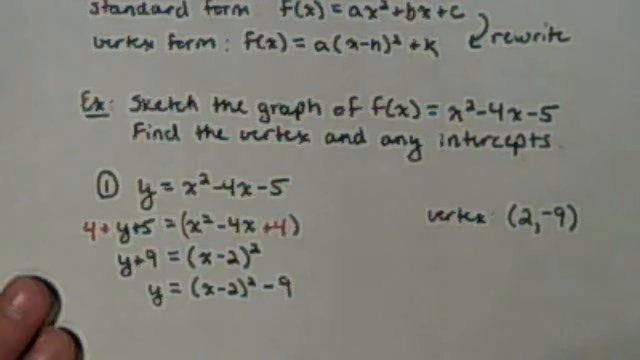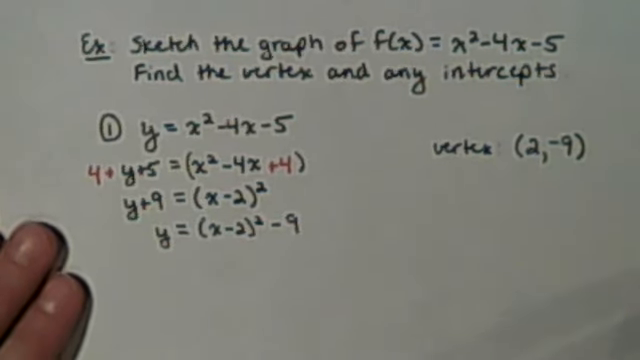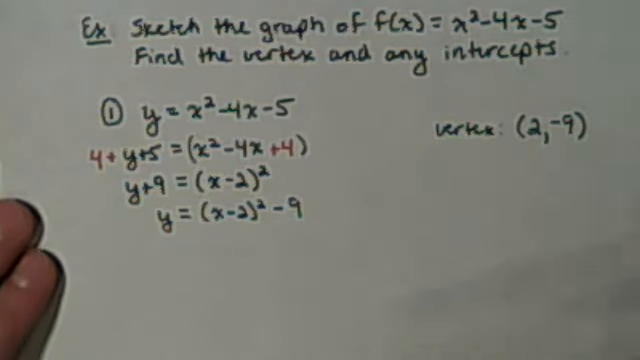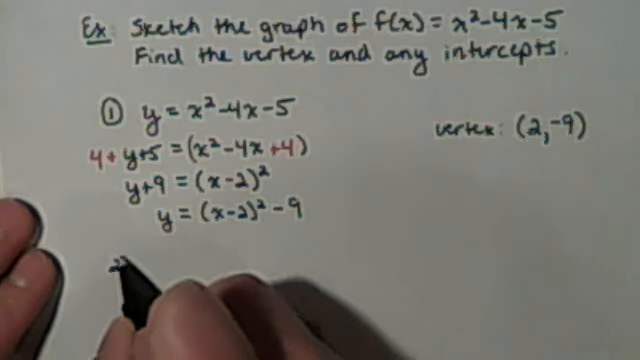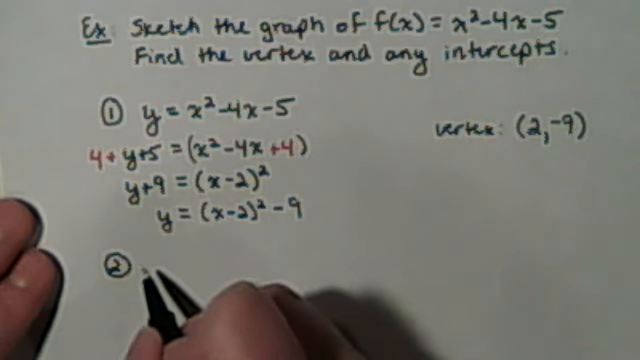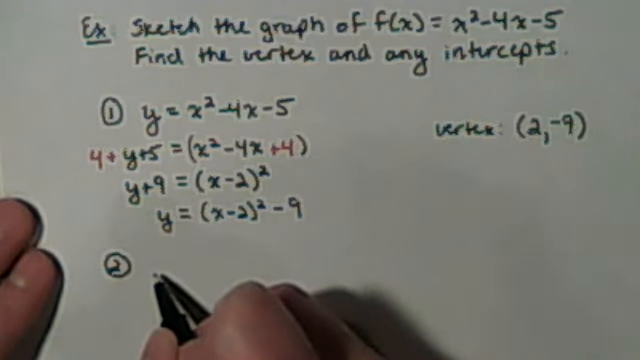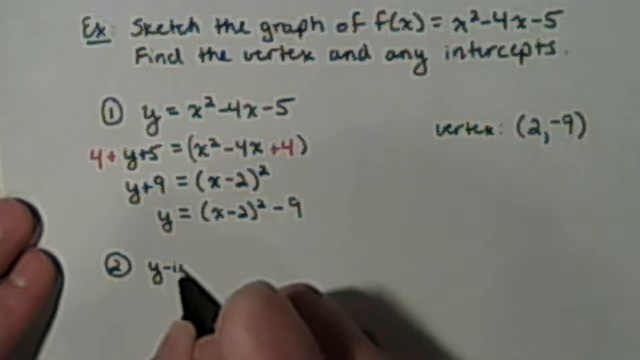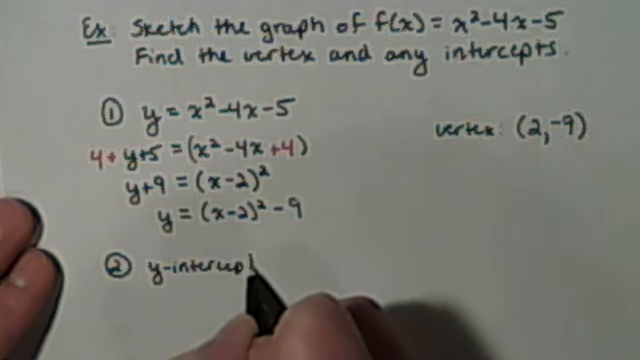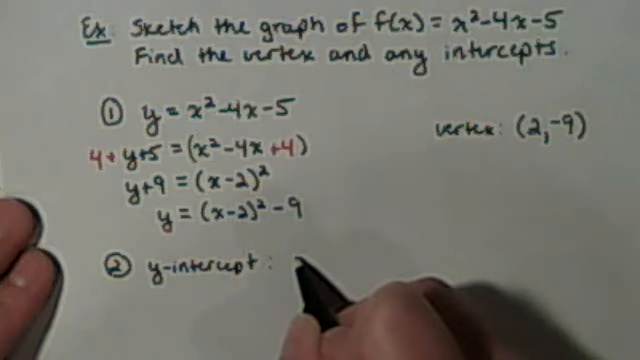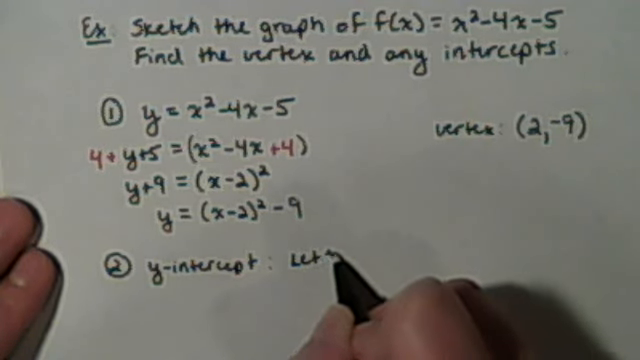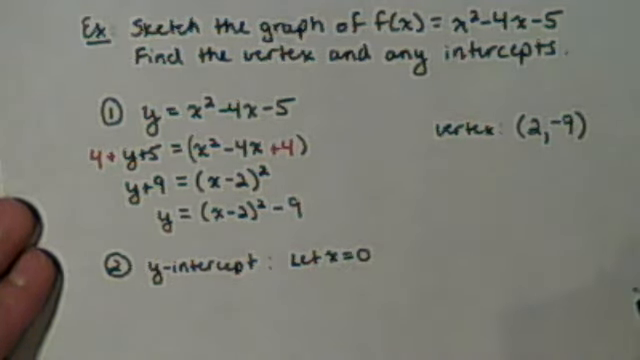Now we also want to be able to find any intercepts. These are often a little bit easier to find. So let's take a look first of all at finding the y-intercept. So if I want to find the y-intercept, I need to remember that I want to let my x equal 0. That's going to allow me to find the y-intercept.